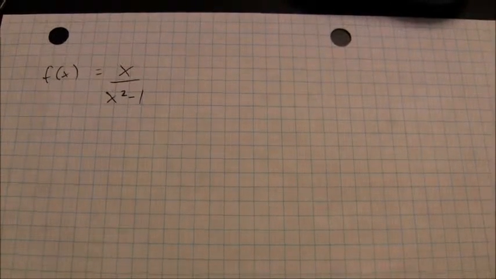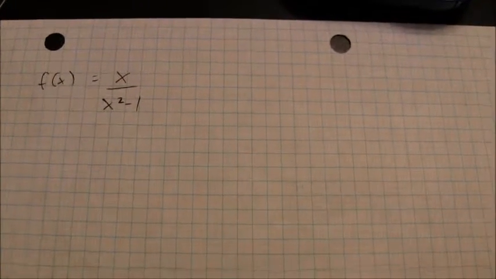Going to be taking a look at graphing the rational function f of x equals x over the quantity x squared minus 1. And the thing that I'm going to start out with here first, you always want to consider vertical and horizontal asymptotes.